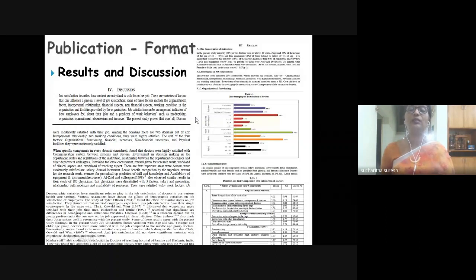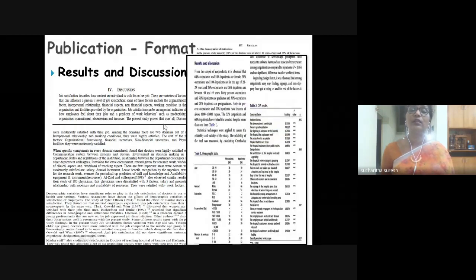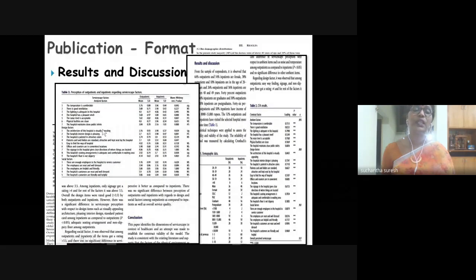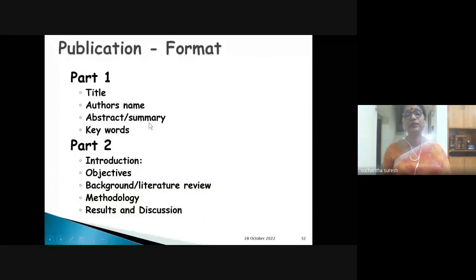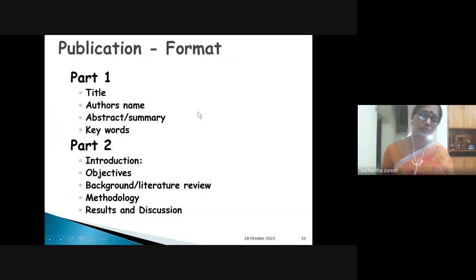Hope it is understood, because I cannot take one study and tell you, as it may not be your study, right? Each study is unique, and we need to have the understanding of how it has to come. That's what I'm trying to explain here. So here results and discussion are together, with only one table. Otherwise it can be 1, 2, 3 tables, but you can put it in one table only. So that's about part 2. Part 1 is over and part 2 is over. Hope it is understood, and hope there will be good papers coming out.